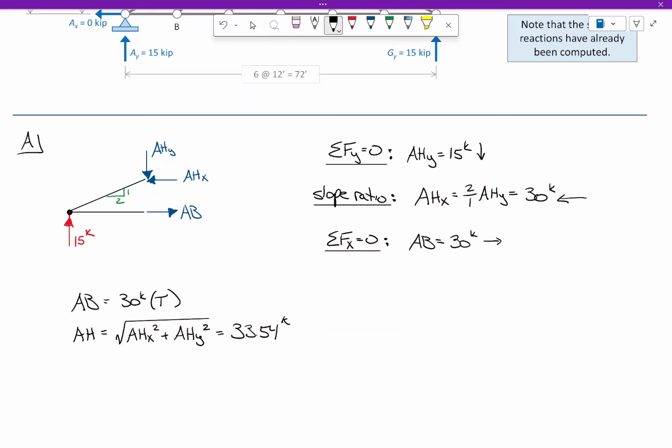Yeah. Okay, and is that in tension or compression? Compression. Oh, which is it? Compression. Compression. Okay.